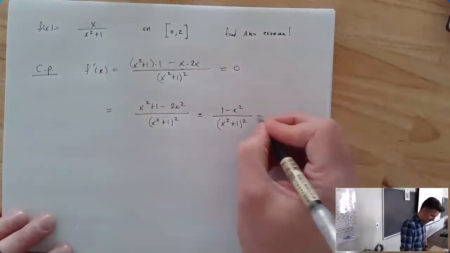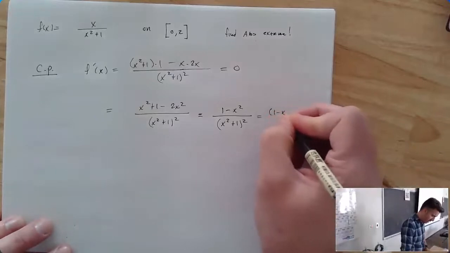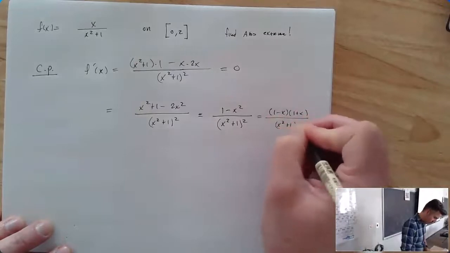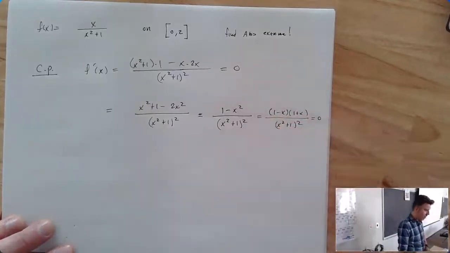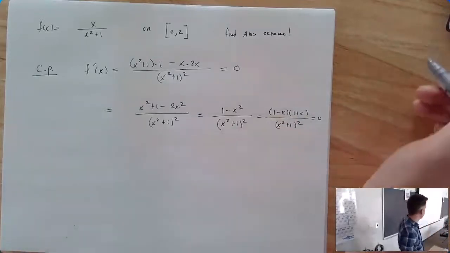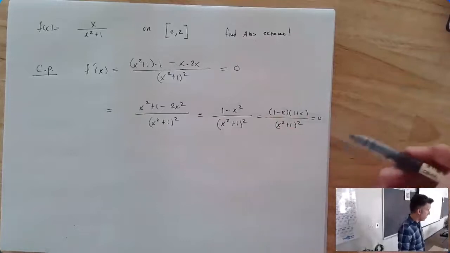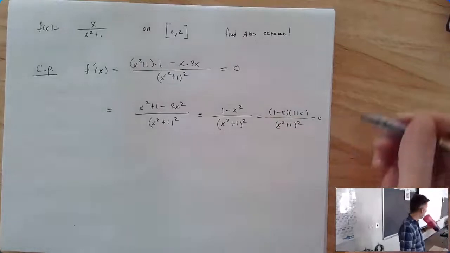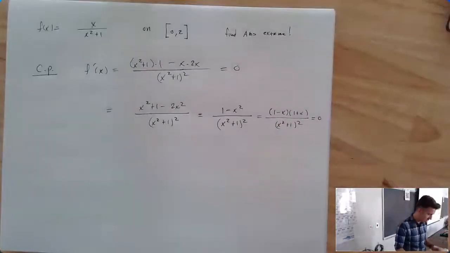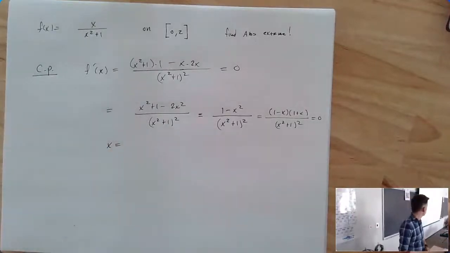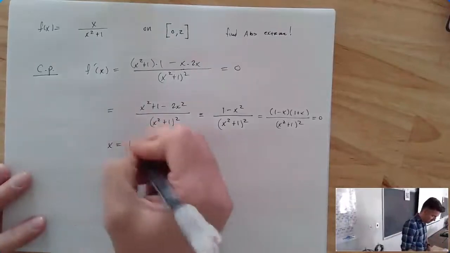So I'm going to factor the top as a difference of squares: 1 minus x times 1 plus x, over x squared plus 1 squared. And I want to find where that's equal to 0, or where it's undefined, but just like the previous problem, this function is never undefined for any value of x, so I'm not going to worry about it. Okay, so my critical points are x equal to what two values? Somebody give me one of them. All right, yeah. What's the other one?